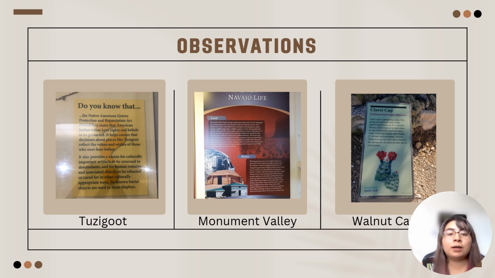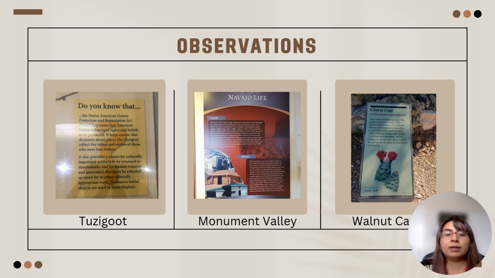To share some of the observations of the photos that I took out in the field, there was a great variety. One being a question mark about "did you know that," which is really cool at Chuska, and then Monument Valley, a tribal park as well. This is one of the only tribal parks I was able to get, due to most of them being closed and the visitor center not being accessible.